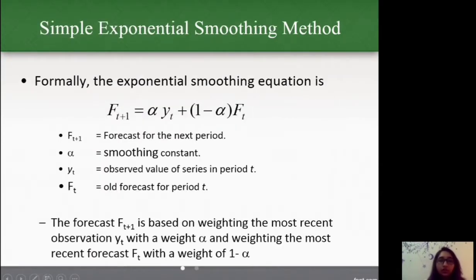Formally, the exponential smoothing equation is F(t+1) = alpha × Y(t) + (1 − alpha) × F(t), where F(t+1) stands for the forecast for the next period, alpha is the smoothing constant, Y(t) is the observed value of the series in the period t, and lastly F(t) is the old forecast for the period t. The forecast F(t+1) is based on weighting the most recent observation Y(t) with a weight alpha and weighting the most recent forecast F(t) with a weight of 1 minus alpha.